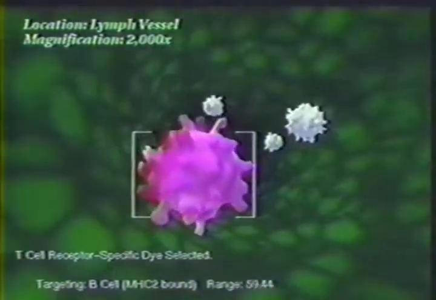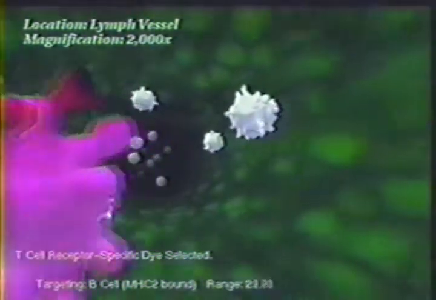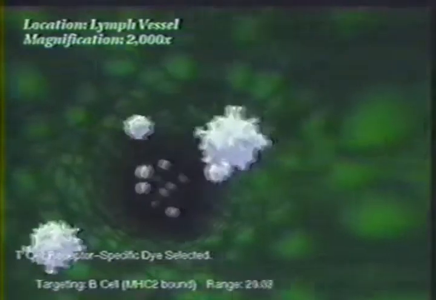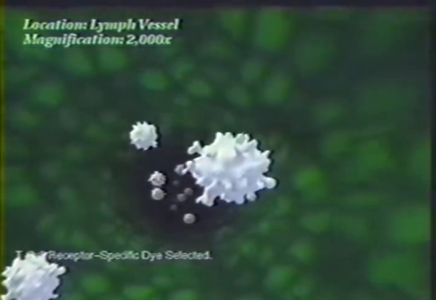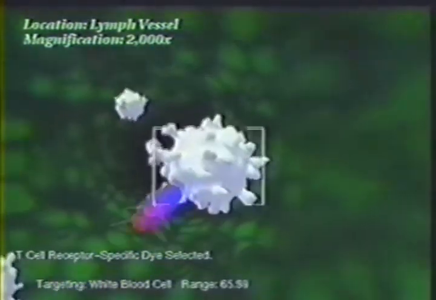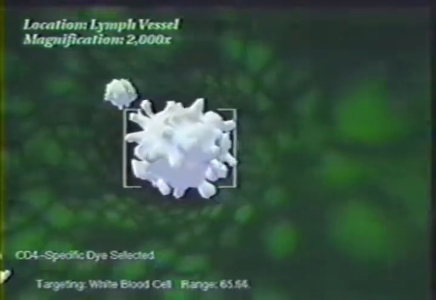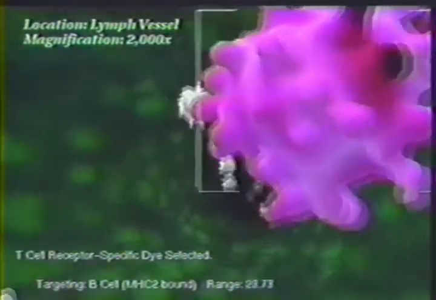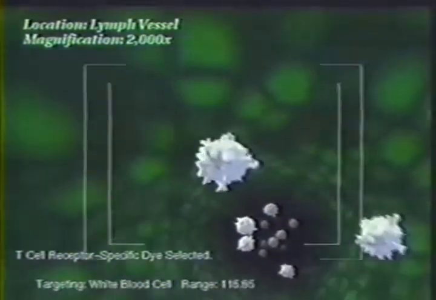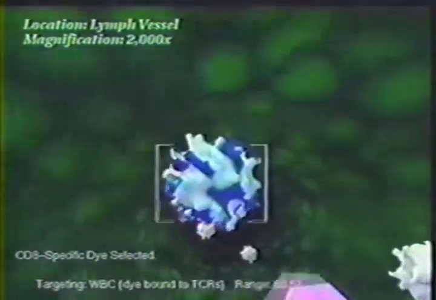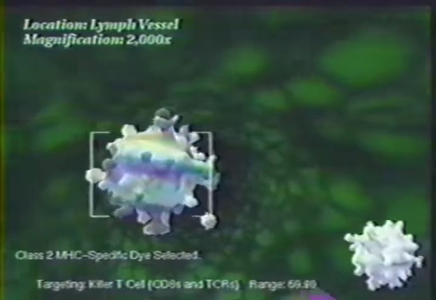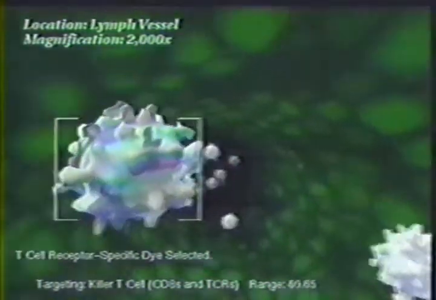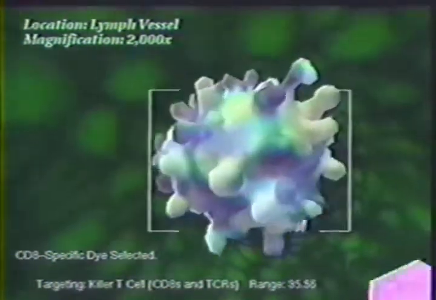Looking ahead, let's find a killer T cell, and take a look at its surface. The workaholic. Using the dye torpedo system, we have positively identified a killer T cell on the third try. Let's approach and examine its surface.